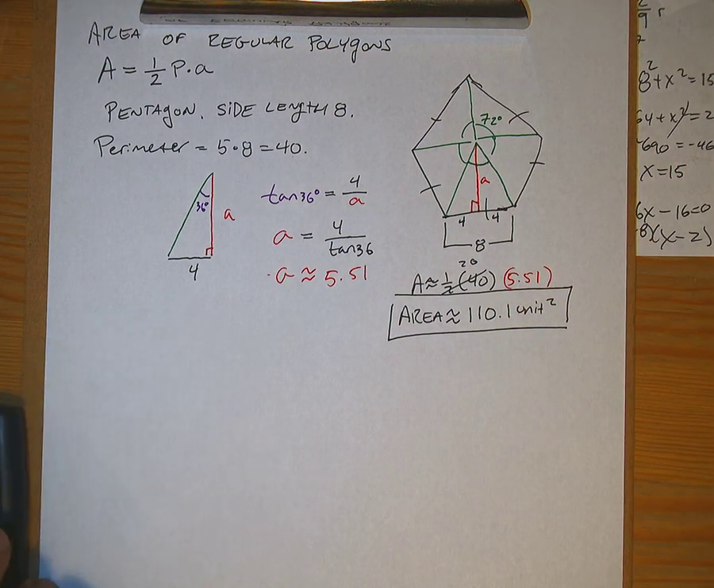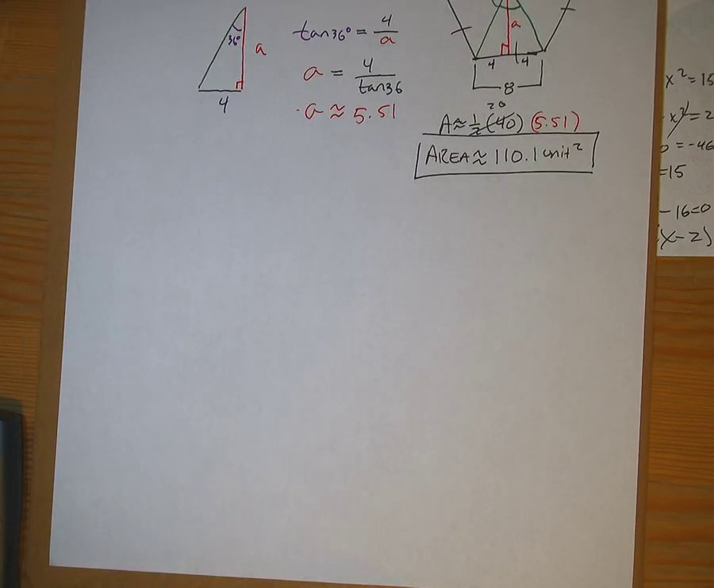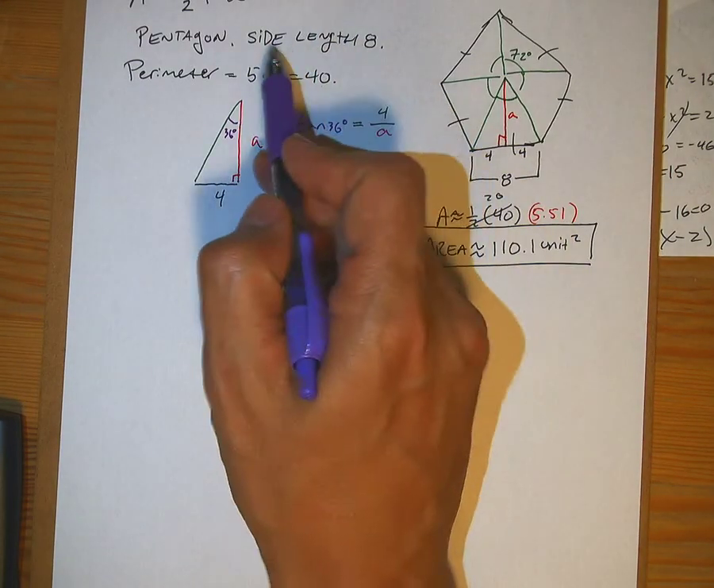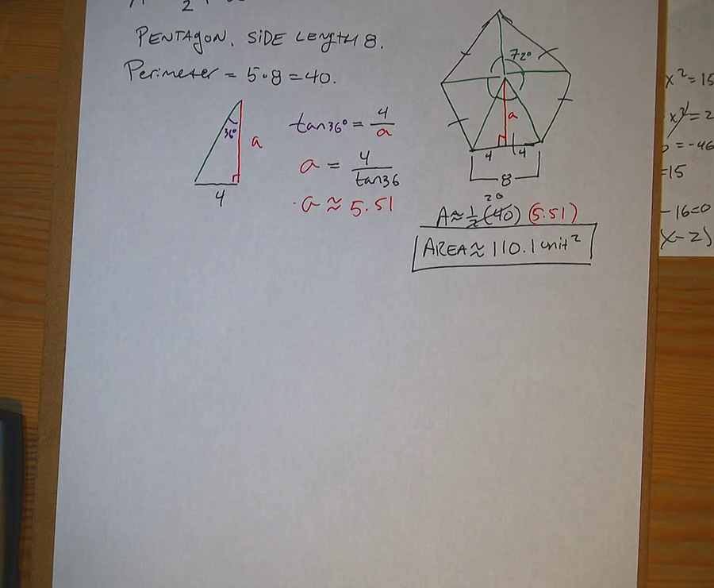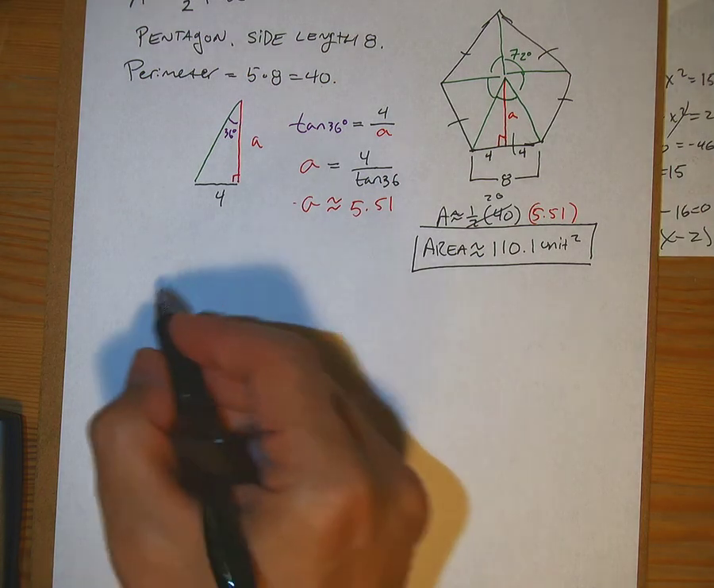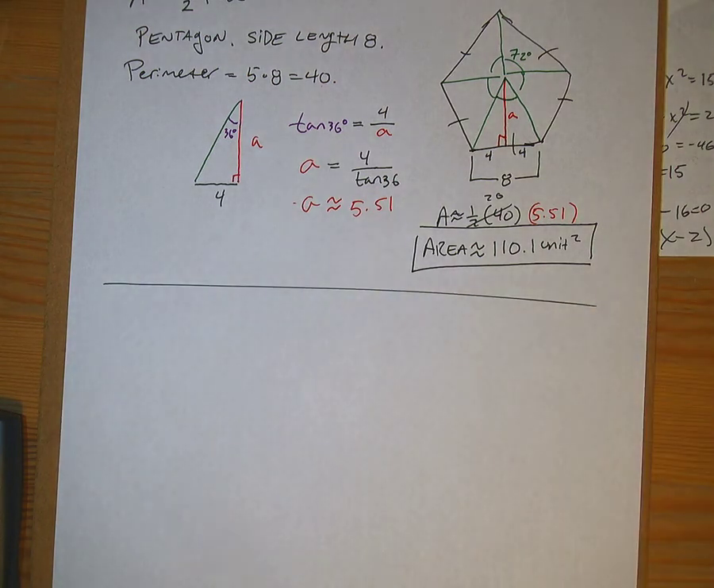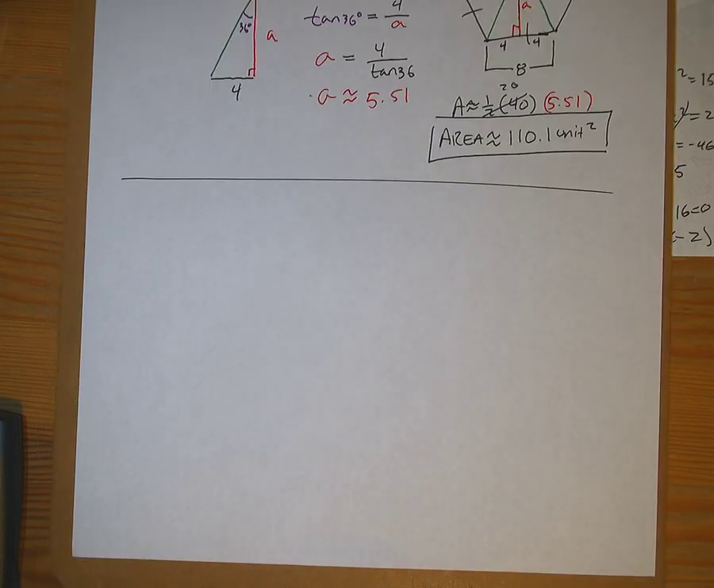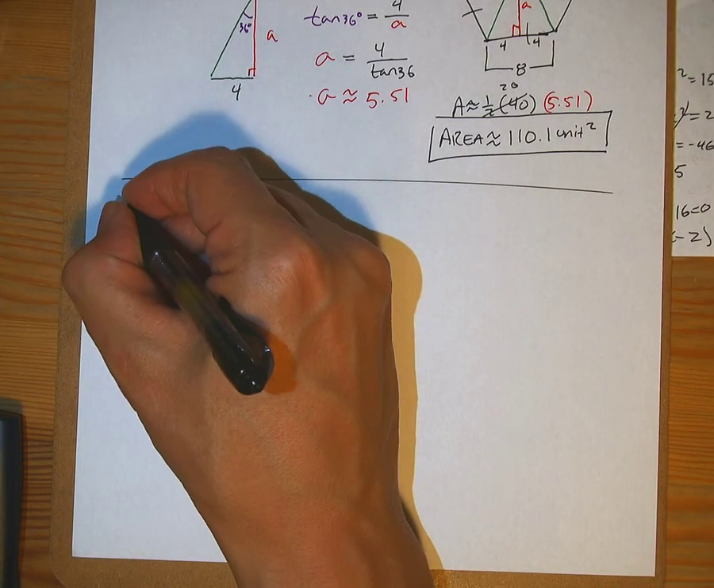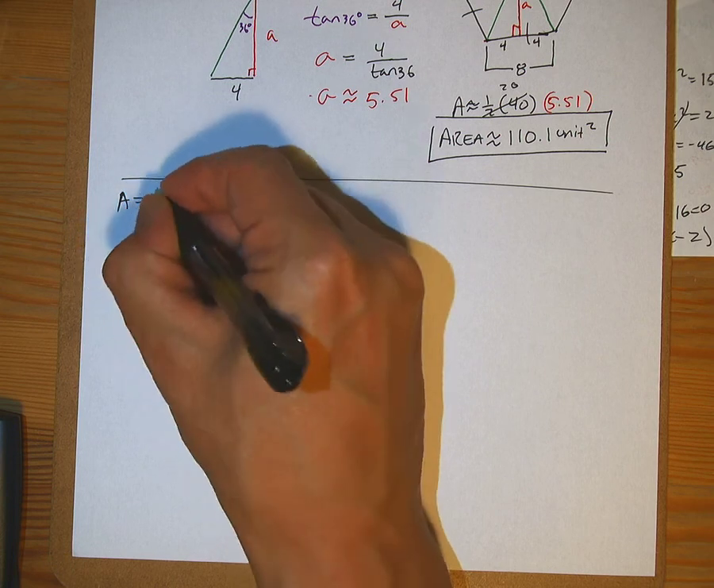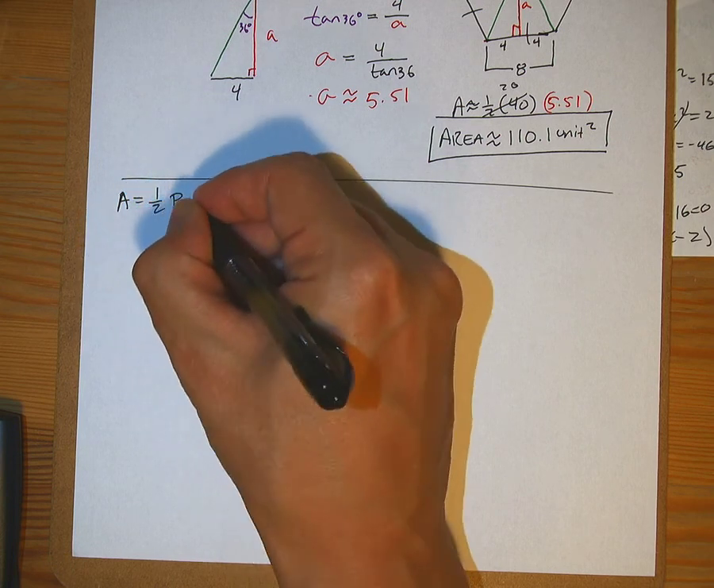Now let's go on to the second type of problem we could see. So here we were given a side length. What happens if we're given the apothem? That's part 2. What if we're given the apothem? So again, the area is 1/2 perimeter times apothem.